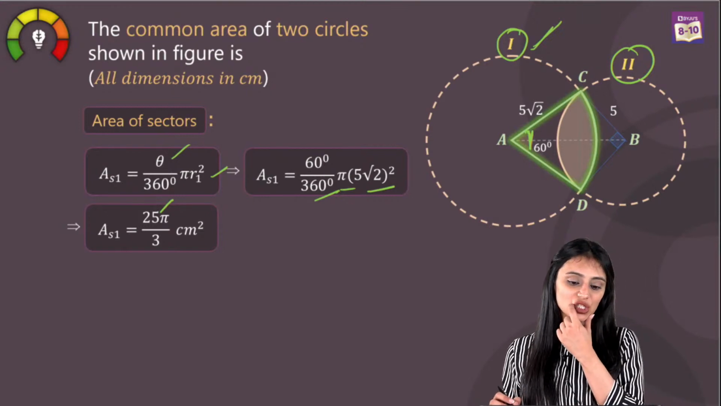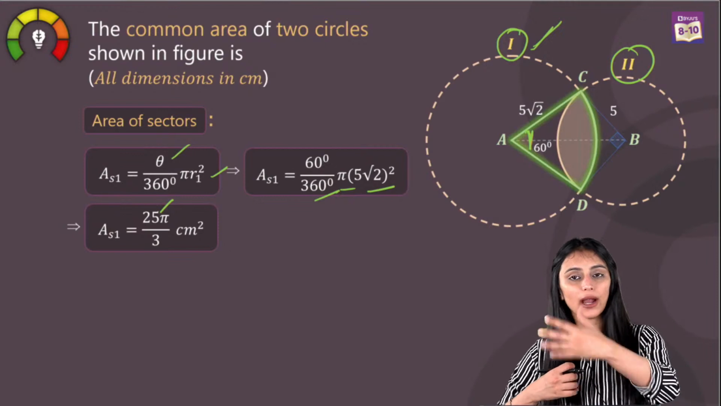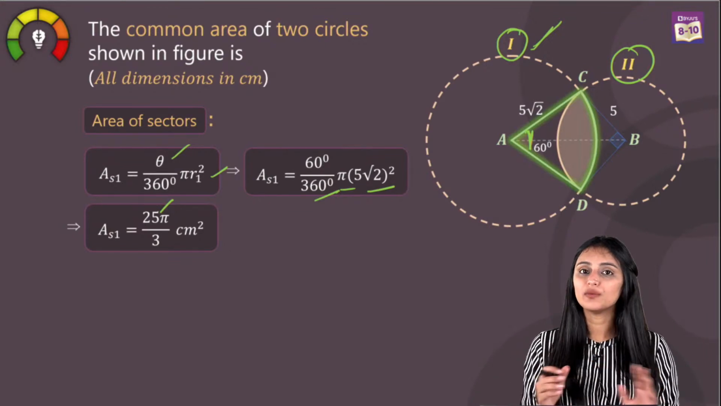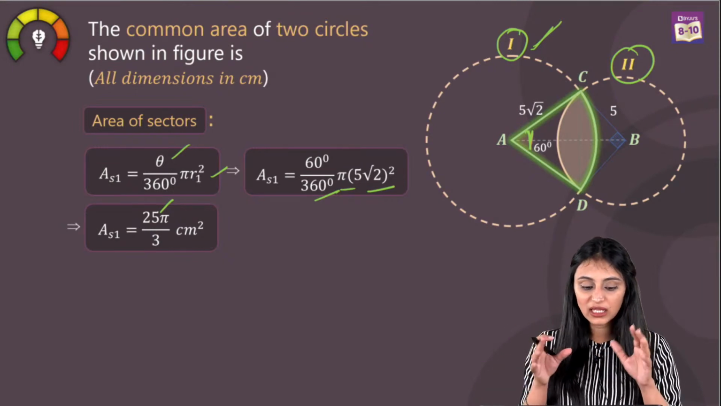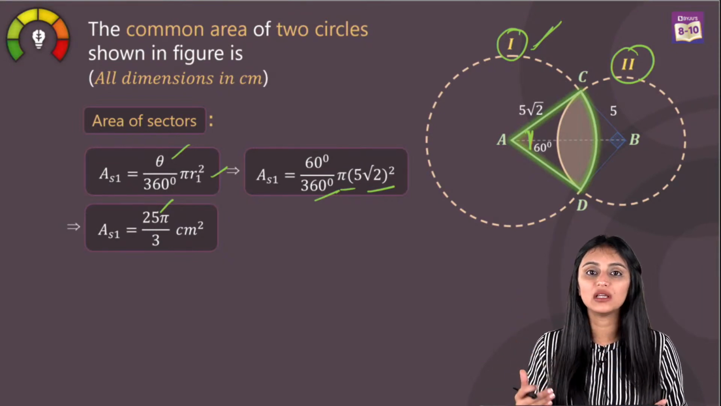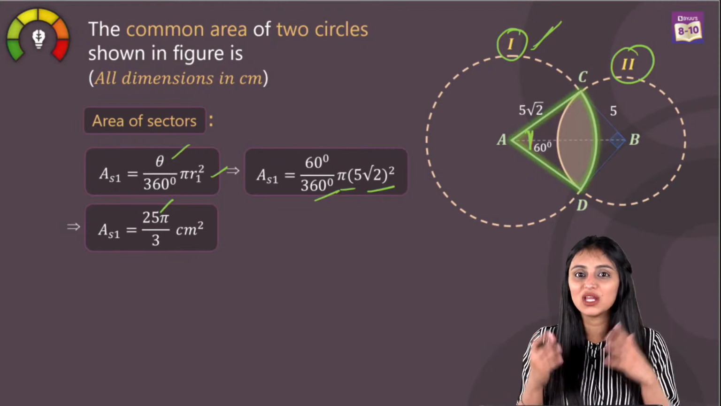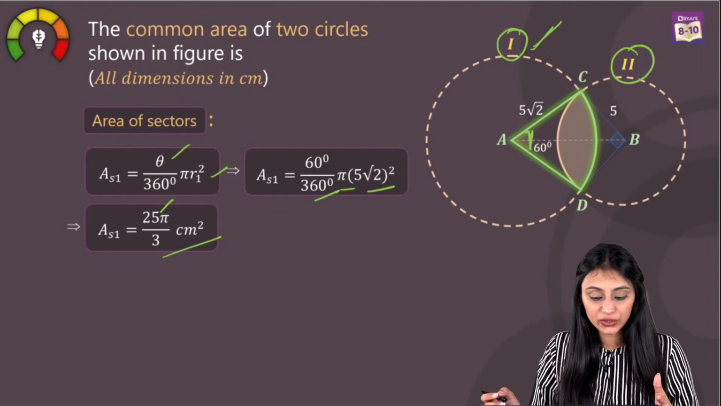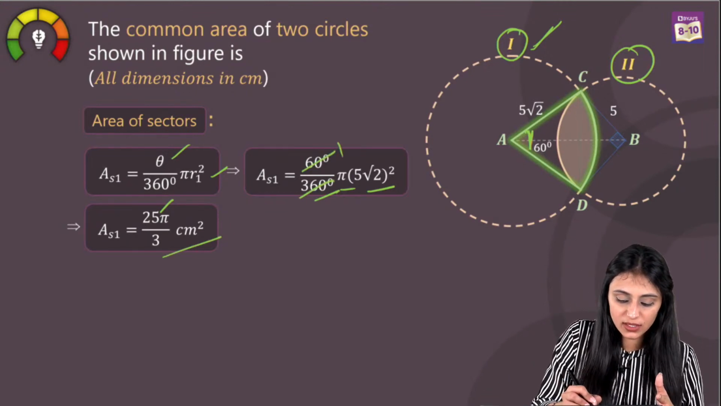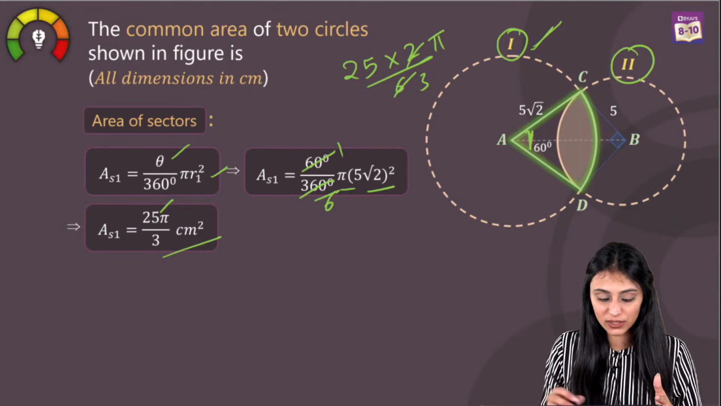One thing I would suggest here: in such questions where so much calculation is involved, so many steps, you have to add them, subtract them. Do not put the value of pi straight away, and avoid decimals. Try keeping things in fractions. At the end, if you need the answer in decimals, then only convert it. Otherwise, it makes things very complicated. So that's 25 pi by 3. That's the answer you are going to get, because this is 1 by 6, and 5 root 2 square is 25 times 2 by 6. That's 25 pi by 3 centimeter square.